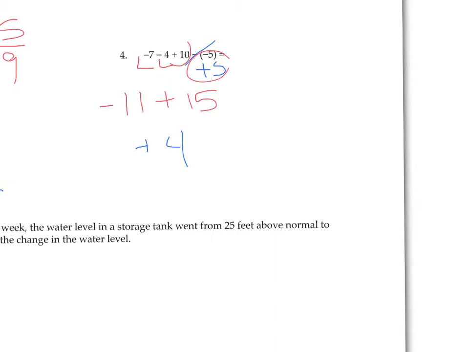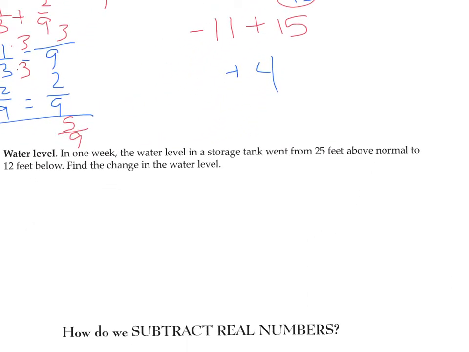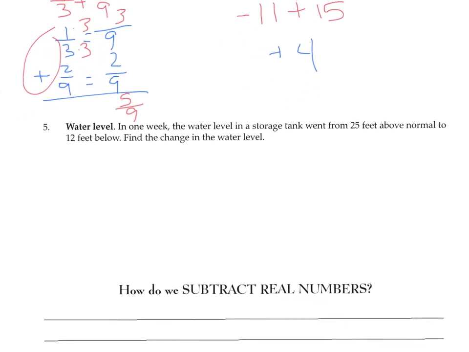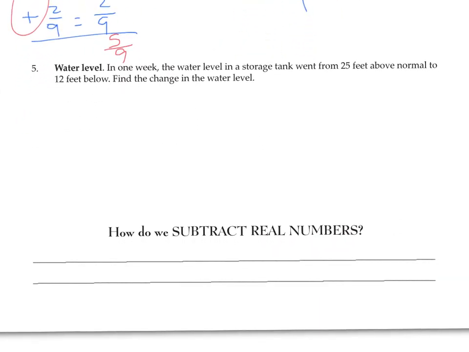All right, we have a word problem down at the bottom. I like the word problem, so we're not really going to skip over them. Water level. In 1 week, the water level in a storage tank went from 25 feet above normal to 12 feet below. Find the change in the water level. Find the change always means subtraction. So we're going to draw a picture of what? A storage tank. Okay, there it is right there.